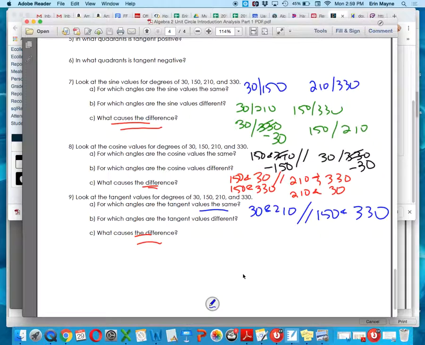Where are they different? David, you got a set that are different for tangent? 30 and 150. Good. 30 and 150. What's the relationship there? As to 180. Also, what's left? 210 and 330. That was a little bit harder to see. Can you go for the pattern?